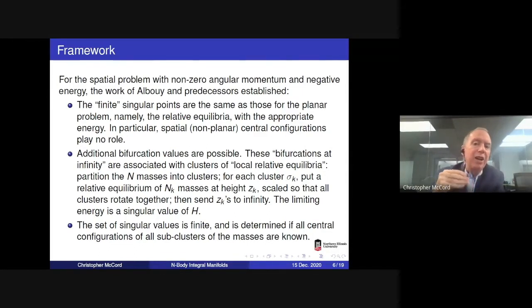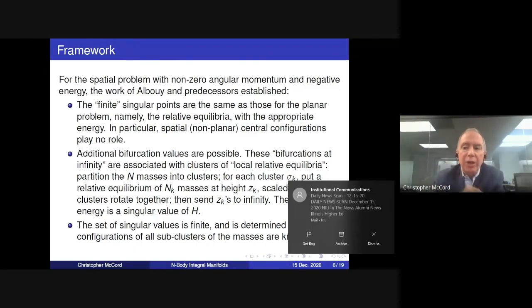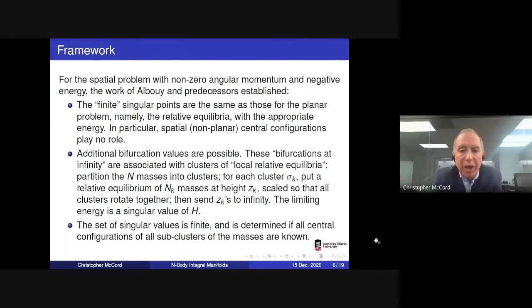Why do I keep saying finite? Well, because the manifolds are non-compact. And because the manifolds are non-compact, it is possible to have bifurcations at infinity, bifurcations where you go away from any bounded region of the manifold. And again, Alain Albouy gave a really elegant description of these, which I will only try to roughly describe here.